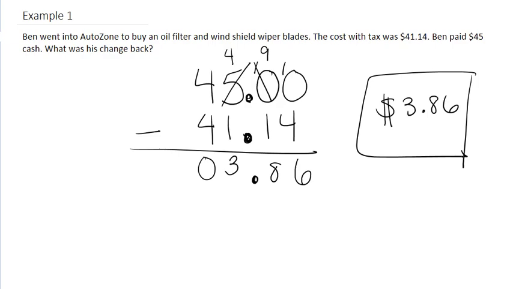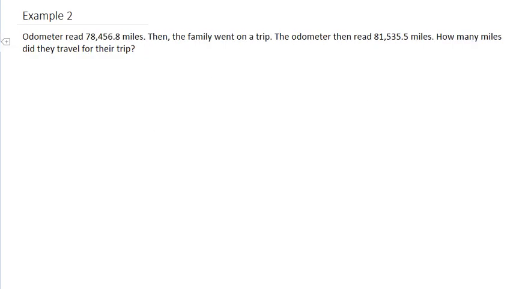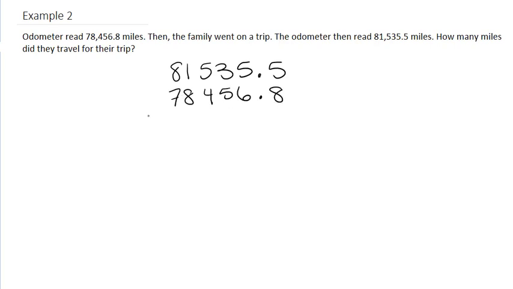So let's look at another example. Example 2. The odometer read 78,456.8 miles. Then the family went on a trip. The odometer then read 81,535.5 miles. How many miles did they travel for their trip? So we're going to put the larger number on the top again. So we have 81,535.5. Then we have 78,456.8. So we have lined up our decimals.